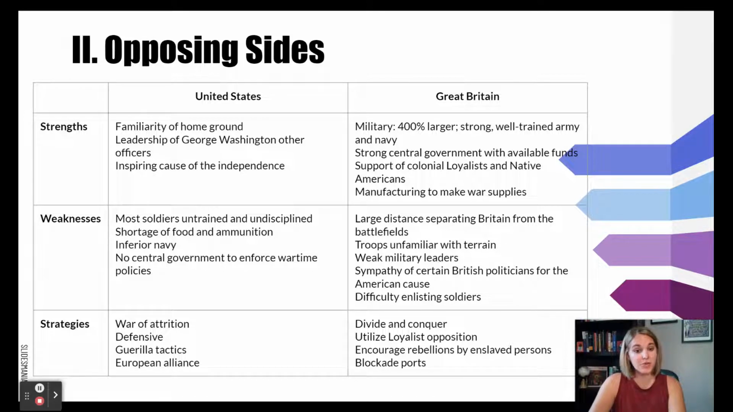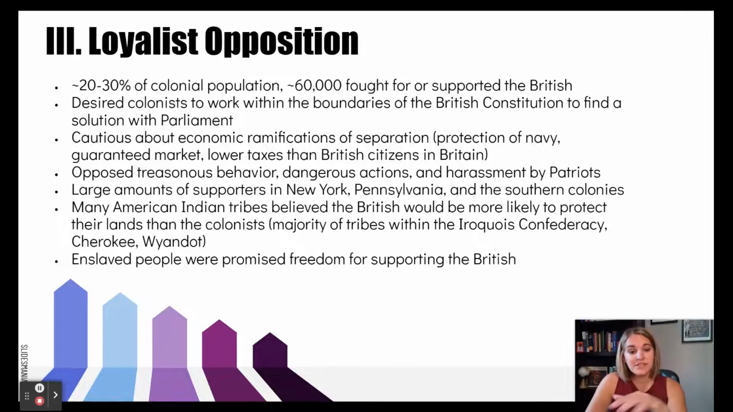They are going to not only encourage rebellions by enslaved persons, but they are also going to offer freedom to enslaved persons who fight for the British. And then the blockading of ports with their navy will play a really important role in limiting the trade of the United States. So now let's dive in a little bit more to the Loyalist opposition.